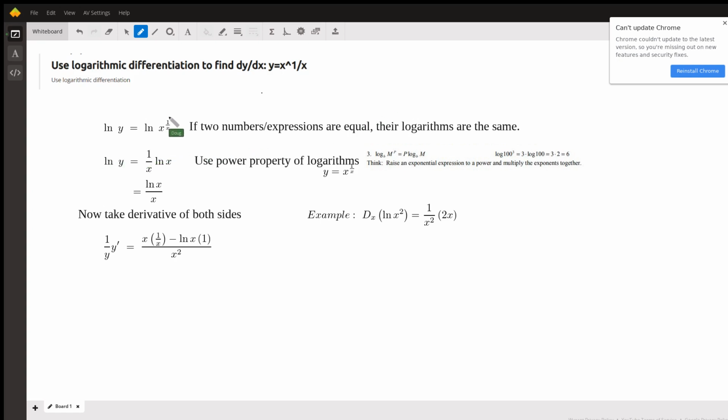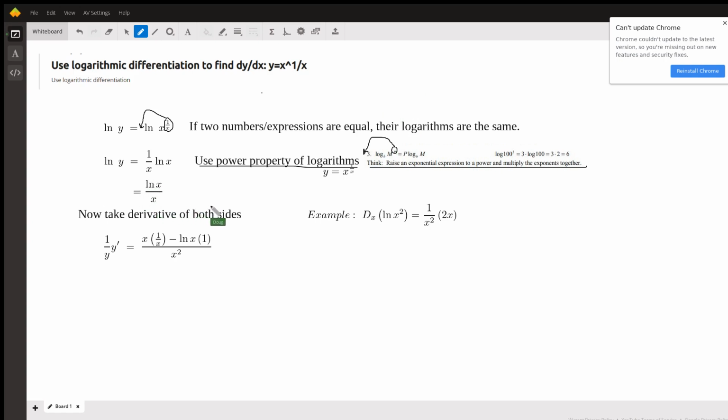And then right here, we use the properties of logarithms to bring this exponent down front. That's what we're showing right here, the power property of logarithms. And here is that property right here. You've got the log of a power, you can move the exponent down front. We can prove that using properties of exponents and the definition of logarithms. And then here I just rewrote this as ln of x over x.